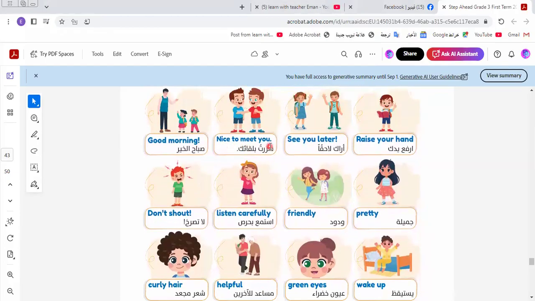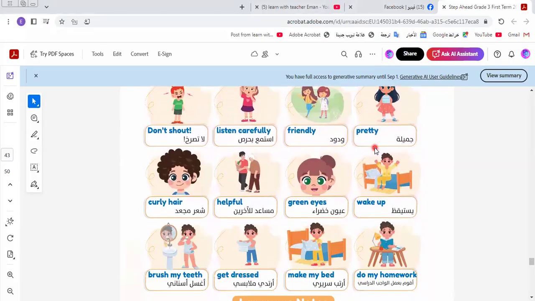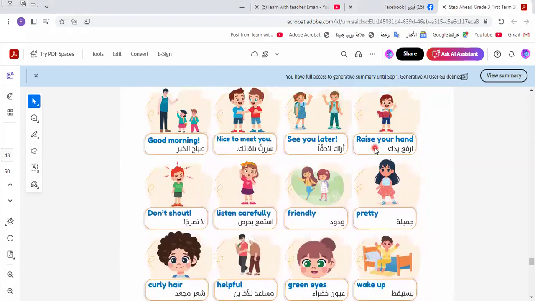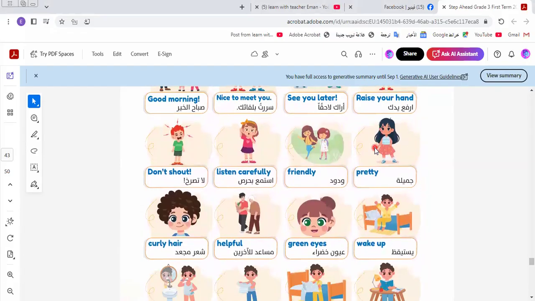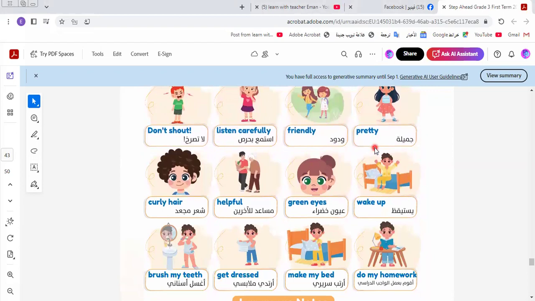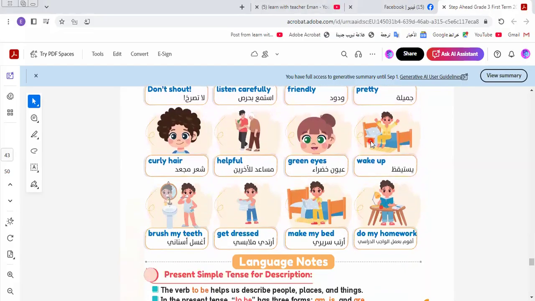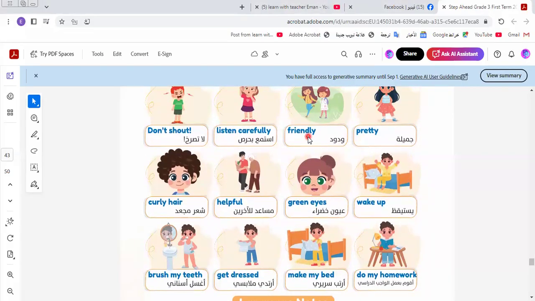Nice to meet you, when I meet someone for the first time. See you later, when I leave someone. Raise your hand, when I want to answer a question in the classroom. This is from the rules that we know in the classroom. Don't shout. Listen carefully. Friendly, pretty. All these are called what? Called adjectives.